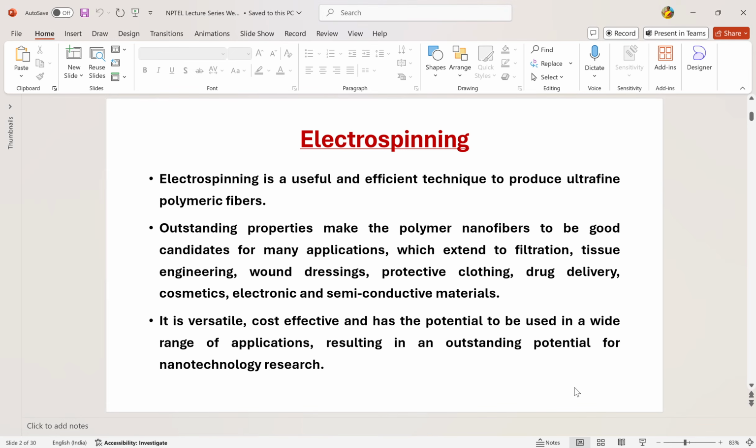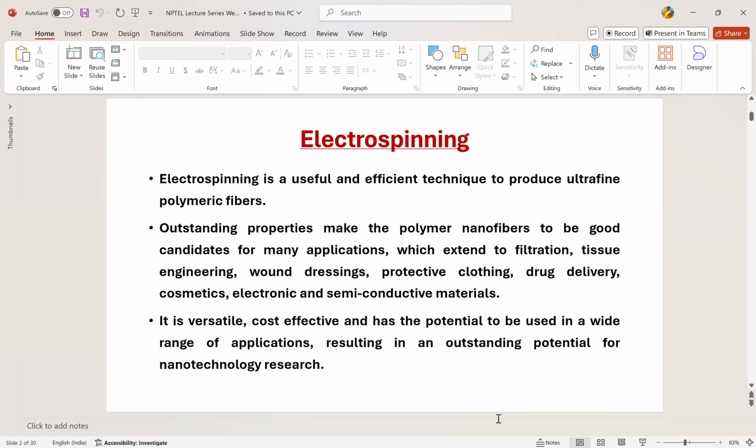So electrospinning is a very useful and efficient technique to produce ultra fine polymeric fibers. It has outstanding properties that make the polymer nanofibers good candidates for many applications which extend to filtration, tissue engineering, wound dressings, protective clothing, drug delivery, cosmetics, electronic and semiconductor materials. So basically you can make nanofibers and you can have so many applications. You can make a filtration unit out of nanofibers.